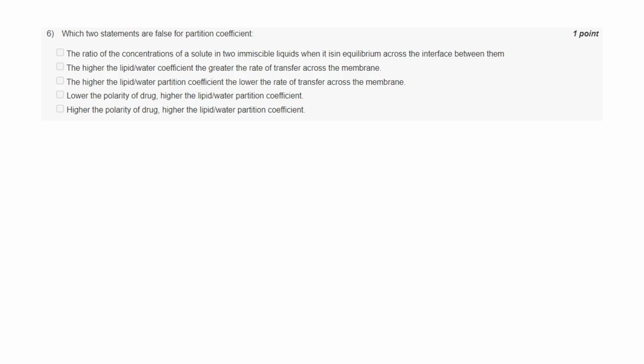Option 4. Option 3, ma'am. Okay, someone said option 4, that is, the lower the polarity of drug, the higher the lipid water partition coefficient. And somebody said option 3, the higher the lipid water partition coefficient, the lower the rate of transfer across the membrane. So fourth is the right option, but we need one more statement. So you guys can give it another try. One of the answers is lower the polarity of drug, higher the lipid water partition coefficient. We'll discuss how third is not an answer, but you can give another try.